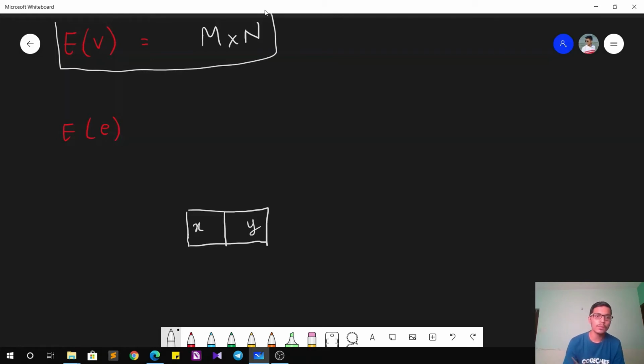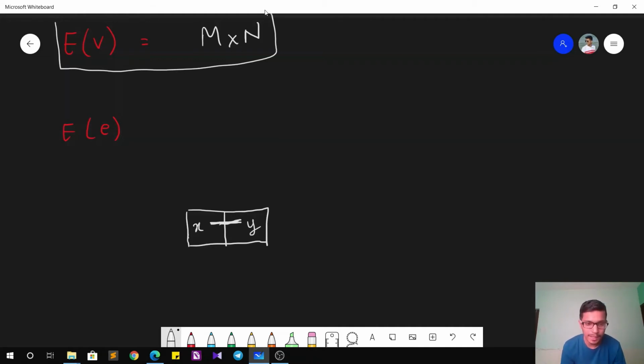Moving on, we have to find the expected value of the number of edges. So we are going to use the idea of contribution over here. That is, we'll calculate the contribution of each edge in the expected value. So for two cells x and y, there will be an undirected edge, right, if and only if both these values are equal.